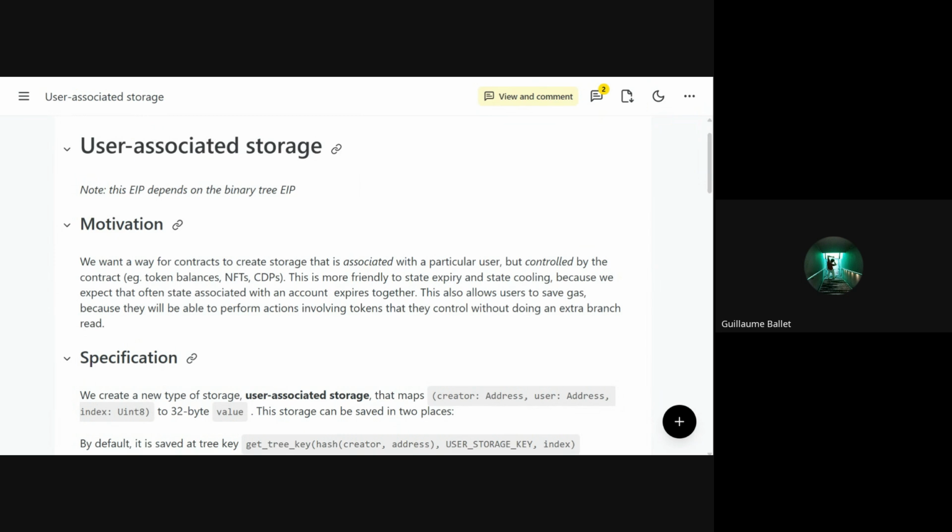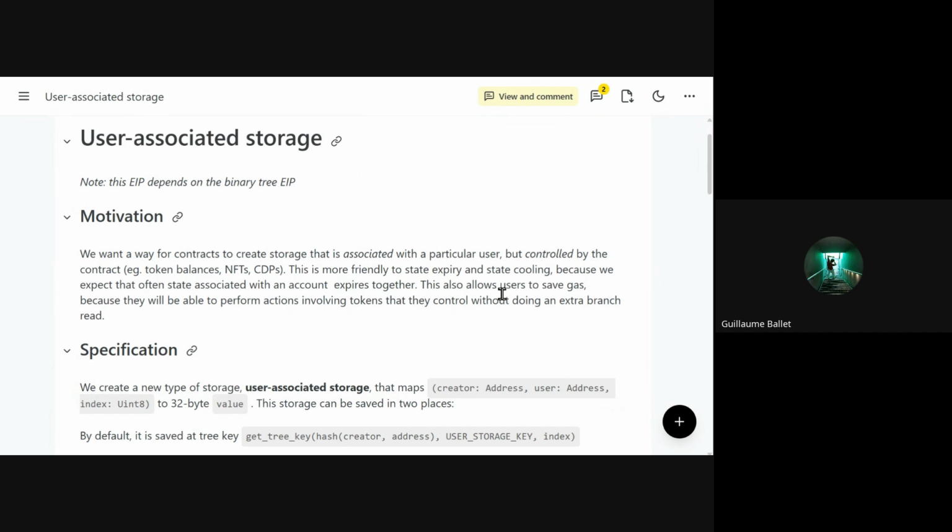And so the goal is that it's more friendly to basically any kind of state expiry or state cooling, which is what I've been calling these proposals that expire state, not by fully deleting it, but by moving it to some place which is still accessible, but with more difficulty or more lag. The reason it's more friendly is that all of these proposals benefit when state that is beneficial to a particular user all expires together and can all be revived together. In addition, it allows users to save gas. Basically, it reduces the number of branch queries you have to do by one, and so it could make things like 2000 gas cheaper.